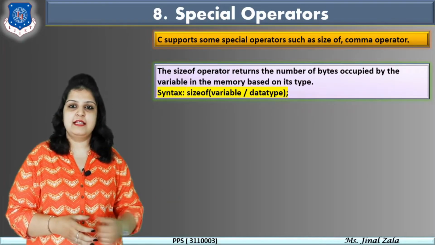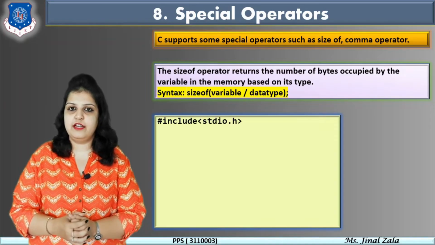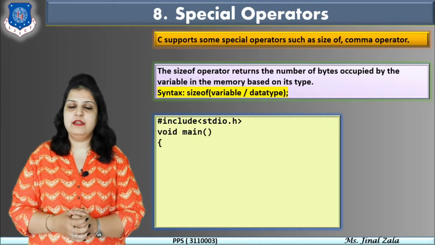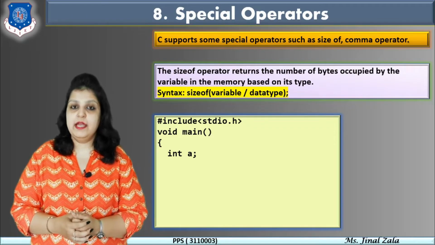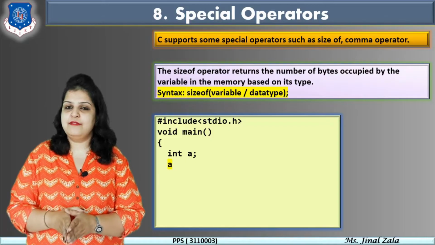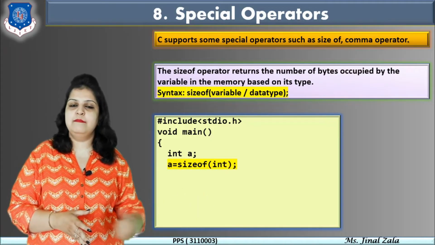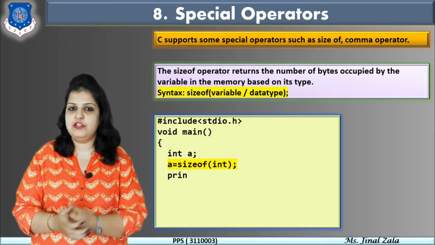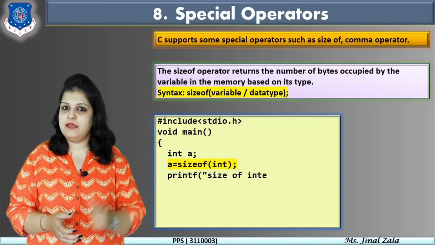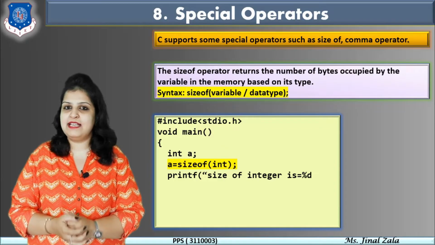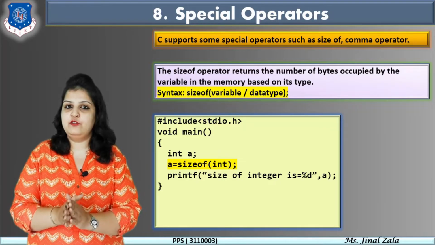Let's see the example. First of all we have to include the library, #include <stdio.h>, then void main, then I am declaring one variable, int a. And I want to find the size of the integer data type. So a is equal to sizeof, in brackets the data type, which is int. And just remember the concept of data types. At that time we already learned the sizes of different data types. So integer occupies 2 bytes.